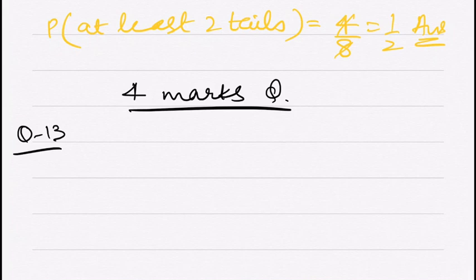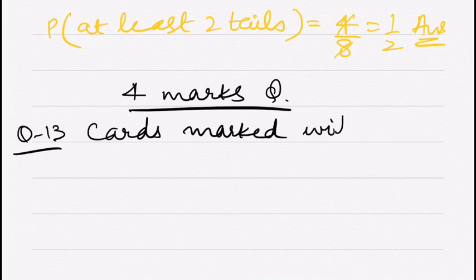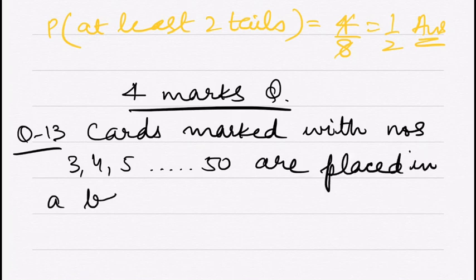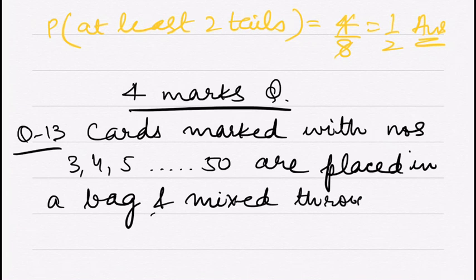Question number 13 says: cards marked with numbers 3, 4, 5 up to 50. So my cards start from 3. Don't do 50 minus 3; 3 is also included. The cards are marked 3 to 50, so 3 is also included. They are placed in a bag and mixed thoroughly.